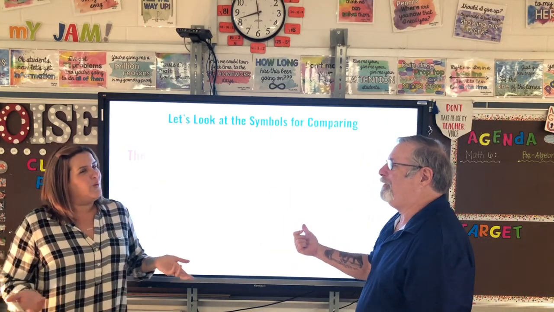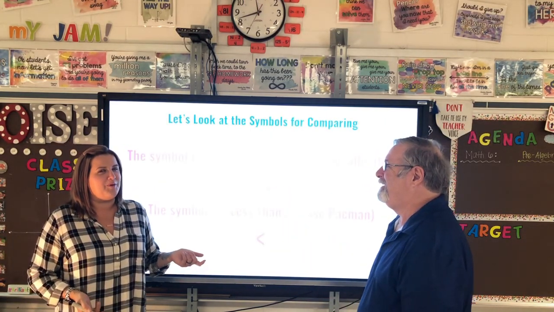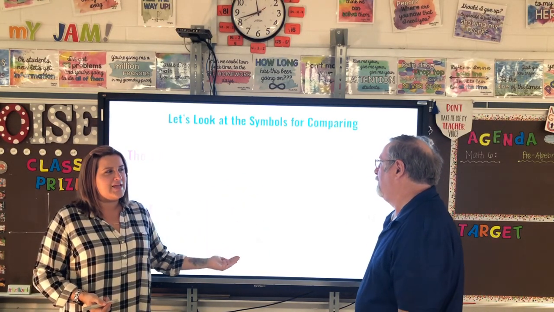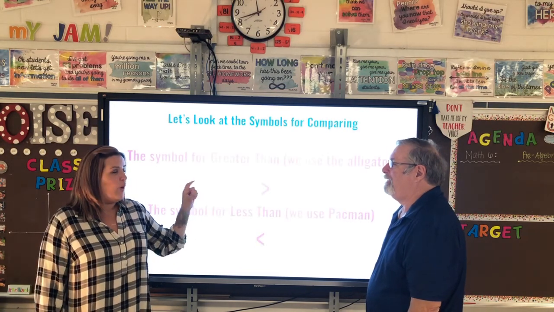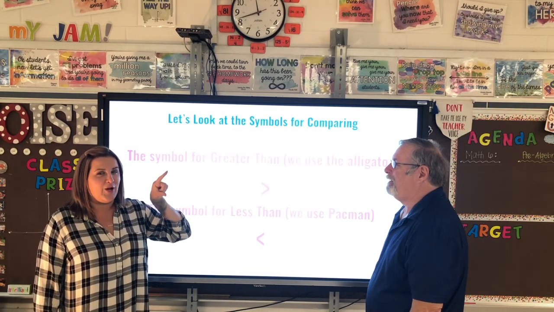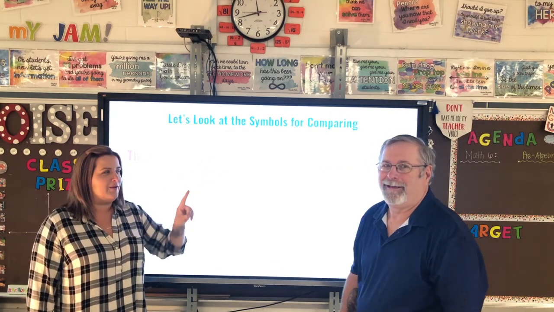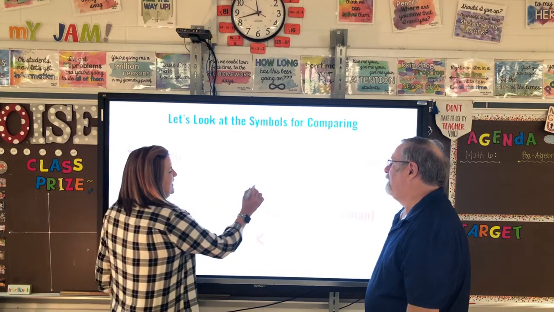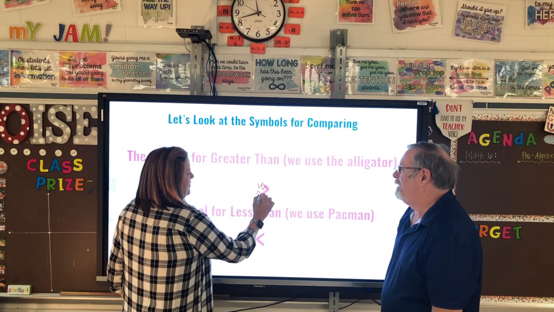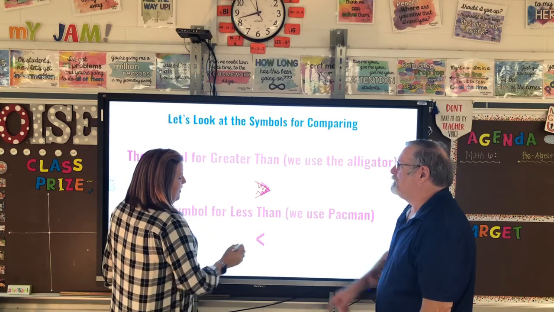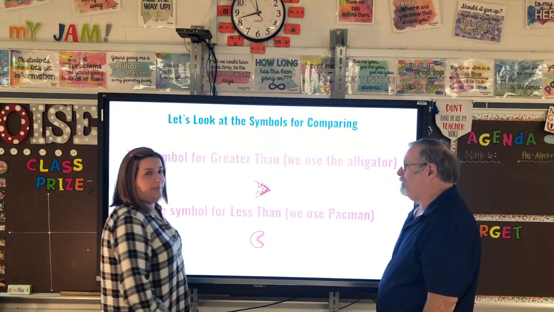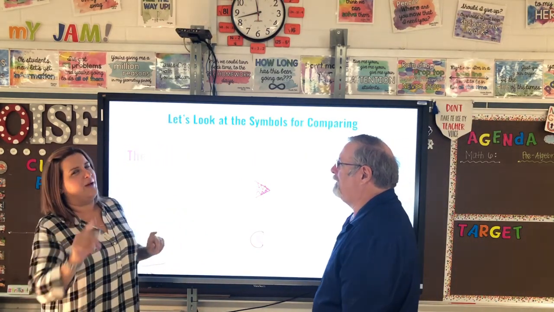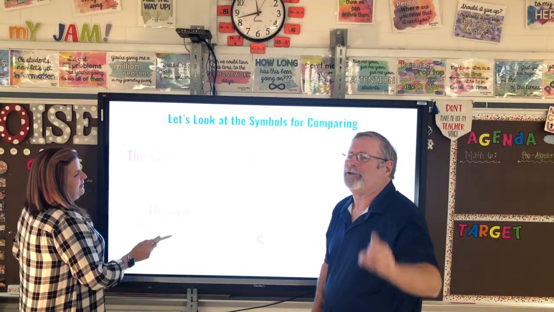Here they are again. What are those proper mathematical symbols? Well, we have greater than and less than. Remember, the opening always faces the bigger number. It wants to eat the bigger number, so the alligator always eats that bigger number. Or you can make it a Pac-Man, and the Pac-Man always chomps towards the bigger number. Either way, you make a choice.